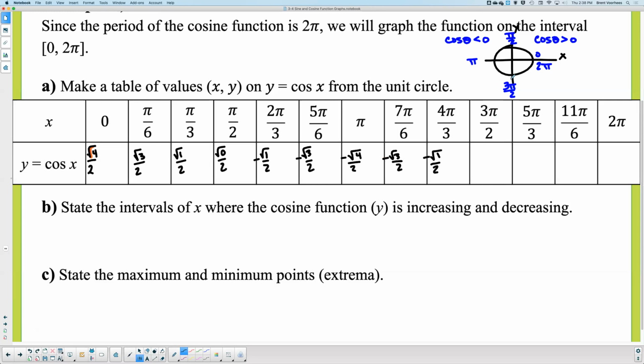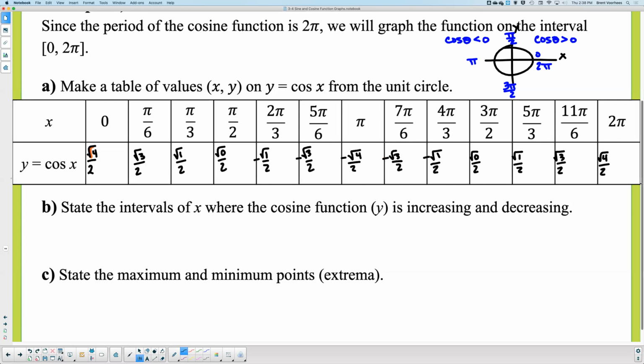What about at 3 pi over 2? What is x at that location? Bend your thumb, flip it. Square root 0. What's going to be 5 pi over 3? Square root 1 over 2. And finally, not finally, sorry, 11 pi over 6. Finally, 2 pi. Square root 4 over 2.